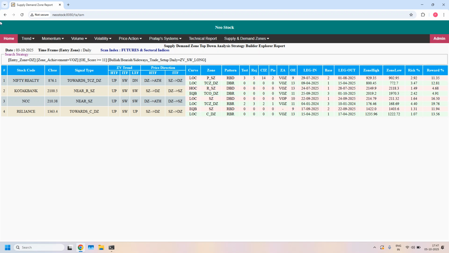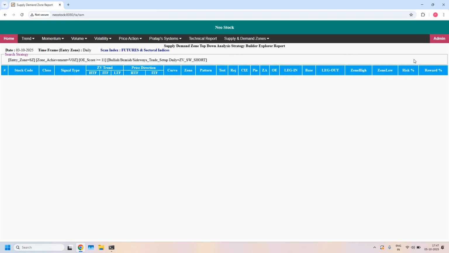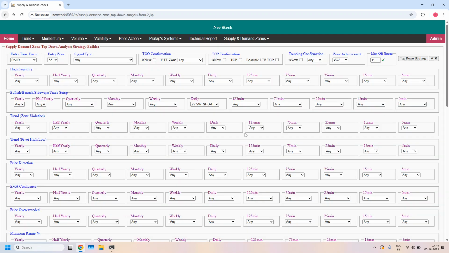Okay, next sideways short trade setup for monthly income trade. Changes are daily supply zone and one more change, sideways short. Let's filter. No stocks. Next time frame is bullish trade setup for monthly income trade. Entry time frame zone is daily demand zone.